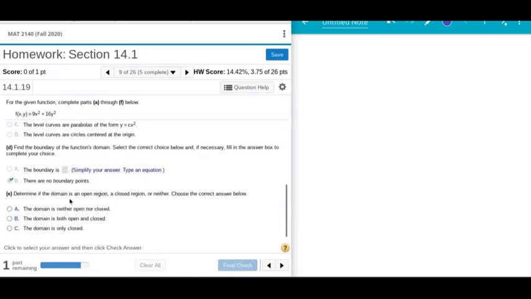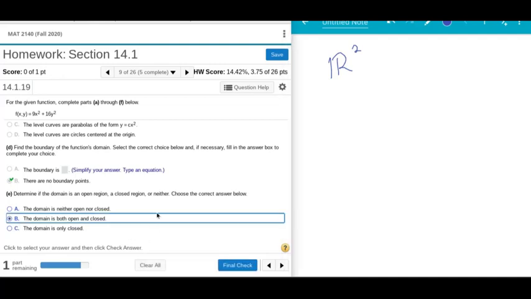Then determine if the domain is open or closed or neither. And so this one's a little tricky whenever we're dealing with all of R2, all of the real numbers in 2 dimensions. So real quick, I'm saying R2, but we write it like this. It's just the real numbers in 2 dimensions. This is actually both open and closed. It's both open and closed, and here's why.